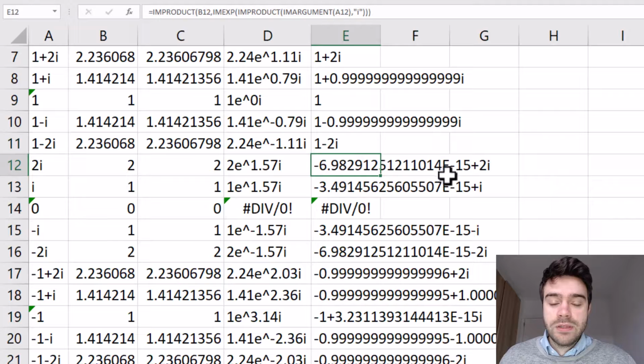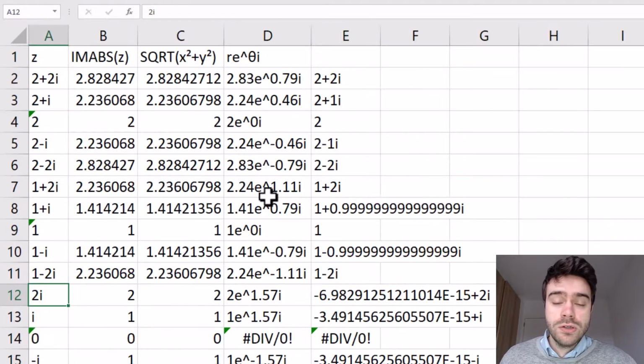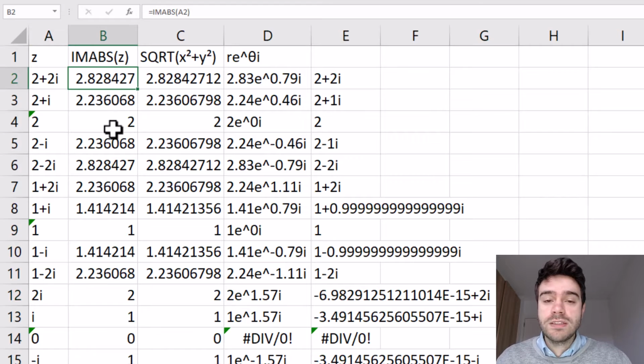You can see, for example, here we have e to the power minus 15. Well, that means there are 15 zeros in front of this decimal number. It's like 0.00000, etc. plus 2i. So in essence, that's 0 plus 2i, or 2i, which is here the complex number we started with. So whenever you need to take the absolute value of a complex number, or you need to calculate the modulus of a complex number, you can use the IMABS function, supplying a complex number, and out will come the absolute value of that complex number.